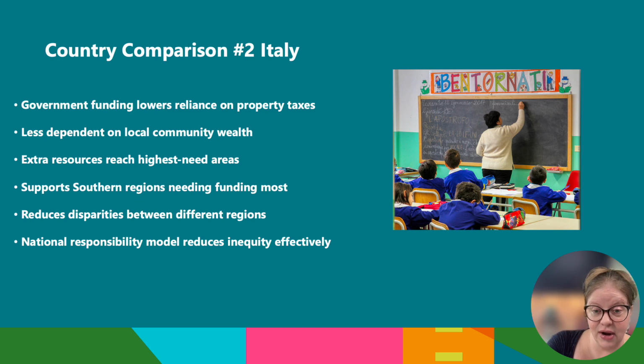And the highest need areas in Italy are the southern regions, I learned, that need it the most, as they have the least. This reduces disparities between different regions and makes things much more equitable. And it's a national responsibility model that reduces inequity very effectively.